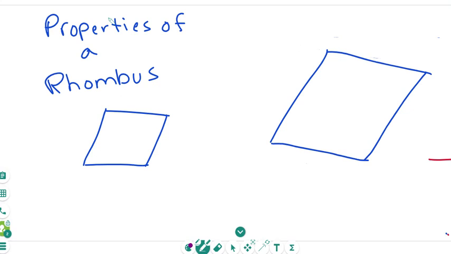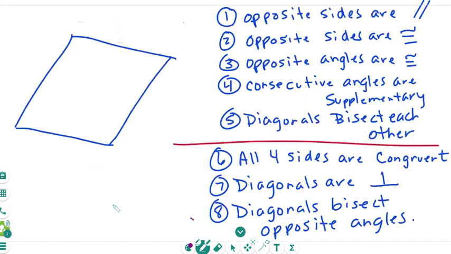Properties of a rhombus. All right, opposite sides are parallel, so we'll draw our arrows. Opposite sides are congruent. However, on a rhombus, all four sides are congruent. So we're going to just use one congruent mark.